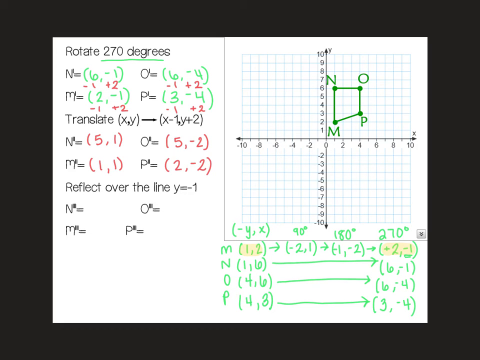If I focus on my next transformation, I notice that I have to reflect over the line y equals negative 1. In order to do that, we have to graph our previous points. So graphing those, 5, 1 is n double prime. 1, 1 is m double prime. 2, negative 2 is p double prime. And 5, negative 2 is o double prime.